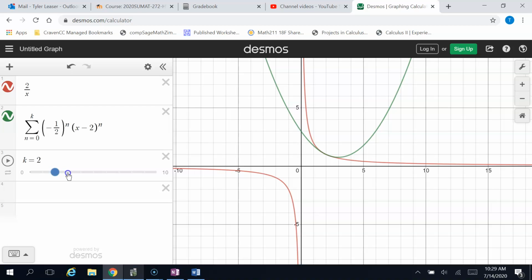But as I keep going and keep going and keep going, notice how the green line starts to mimic the red line practically perfectly. But it's not doing it everywhere, right? The only location where the green line is replicating the red line is in that interval between 0 and 4, where the convergence of the power series takes place. But isn't that just the coolest thing ever? That these power series, this polynomial infinite series, approximates the function 2 over x practically perfectly on that interval between 0 and 4. Okay, that is the whole purpose of this next few sections here.